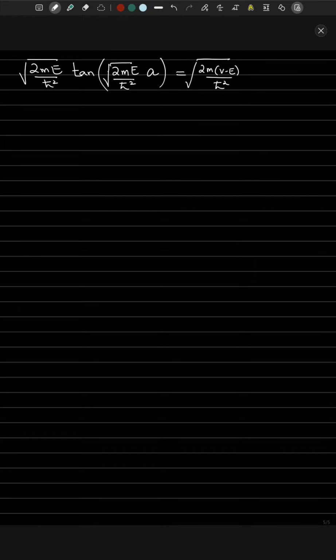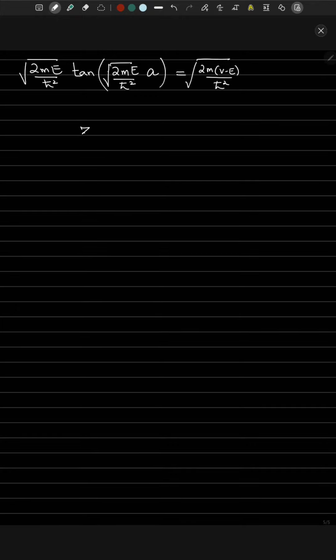some dimensionless parameter. You should know from calculus that you solve a transcendental equation graphically, and there are a number of ways in which you can solve it. One of the ways that I'm going to be using over here is defining some dimensionless parameter and then solving the equation.